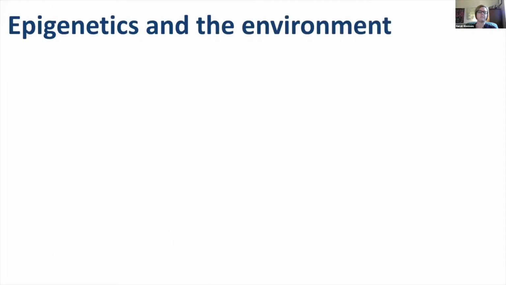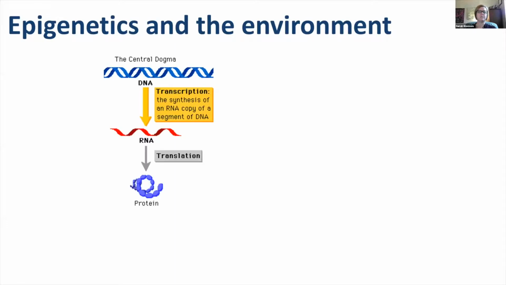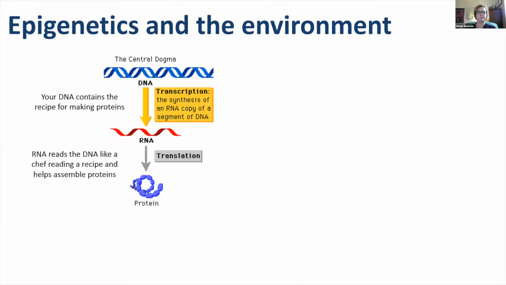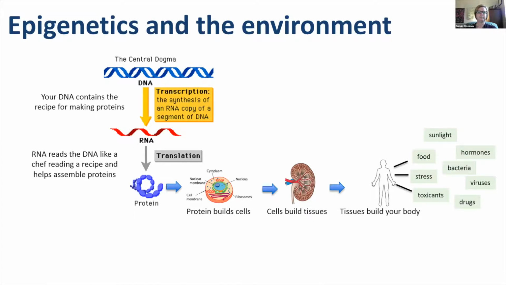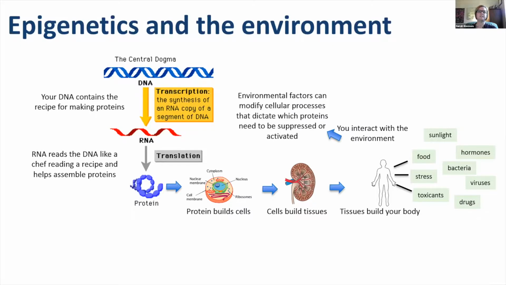So how does our environment alter epigenetics? From the central dogma of biology, your DNA contains the recipe for making proteins. RNA reads the DNA, and proteins build our cells, and cells build tissues, and tissues build our body. However, you interact with the environment in multiple kinds of ways, and a few of them are listed here. Our environment can signal cellular processes to tell our cells which proteins need to be suppressed or activated.